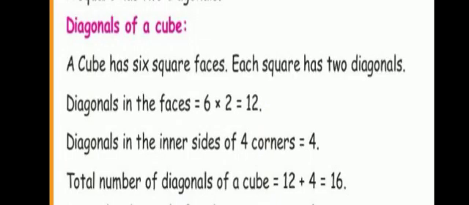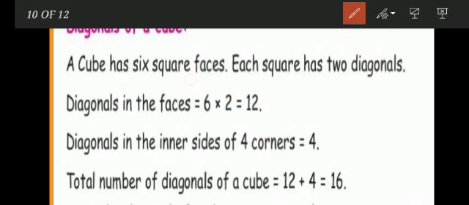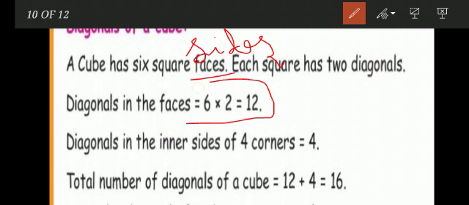Diagonals of a cube. Now we will find out how many diagonals are in the cube. A cube has 6 square faces. How many square faces? 6 square faces. Each square has 2 diagonals. We know already a square has 2 diagonals. Faces here means sides. So diagonals in the faces: 6 into 2, 6 twos are 12.